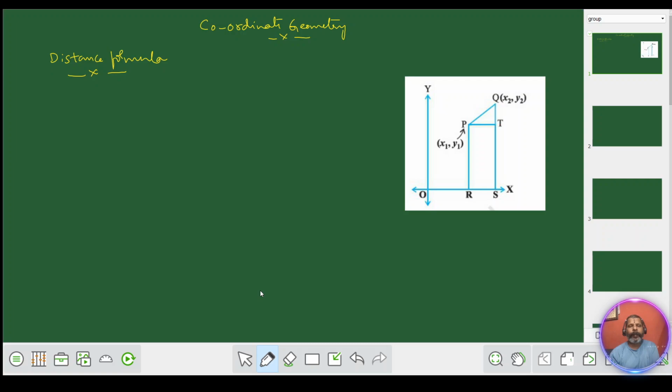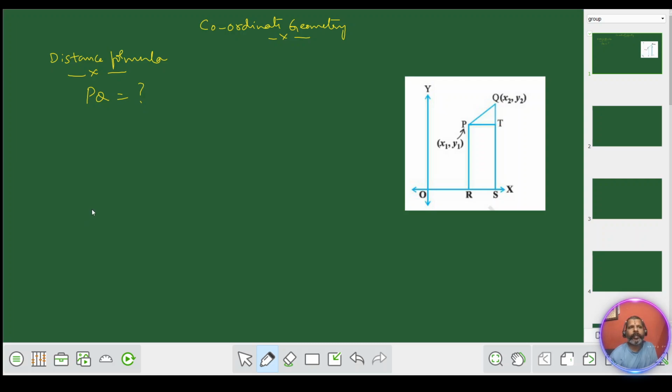Hello, students. In this class, we'll see the distance formula in the coordinate geometry chapter. What is the distance formula? And we'll see a few examples of finding the distance between two points. Okay. So, as you see in the figure, what is the distance of PQ?